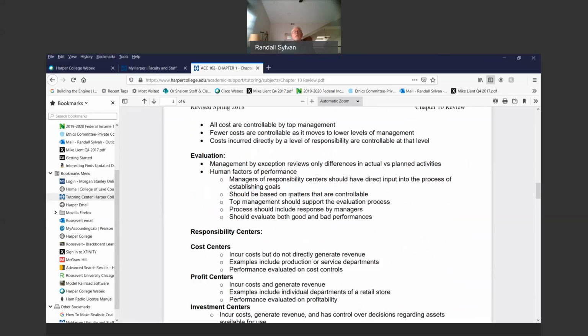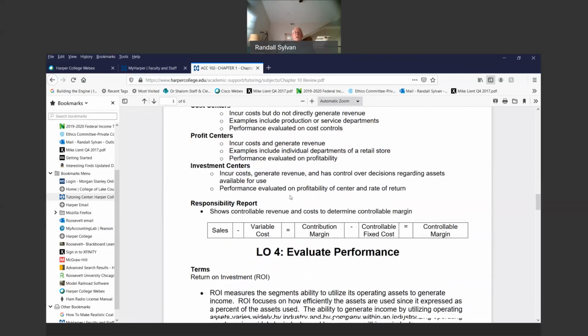Profit centers, those are the areas that actually do generate revenue. You might have different departments in a retail store, for example. You may have different production lines in a production company in that area. Then you have investment centers. Those are the centers that control the fixed asset purchases, so equipment, and deciding whether we should buy new pieces of equipment, et cetera. Okay, you have this responsibility report.